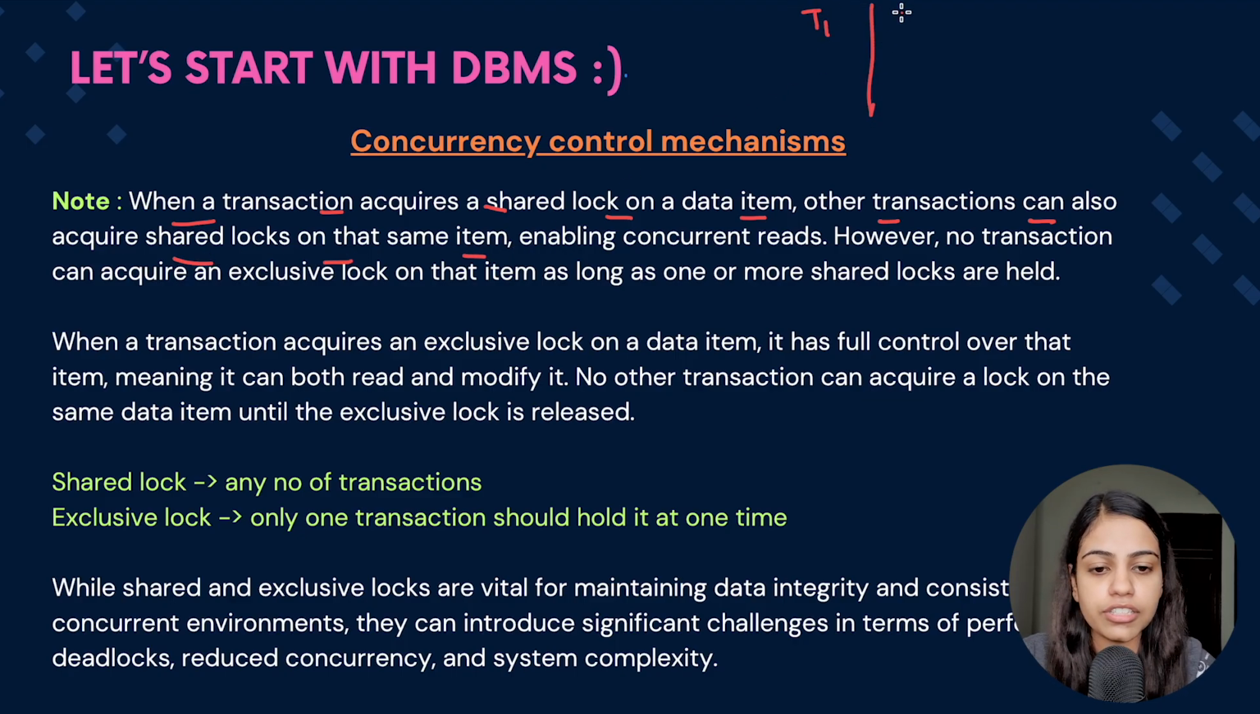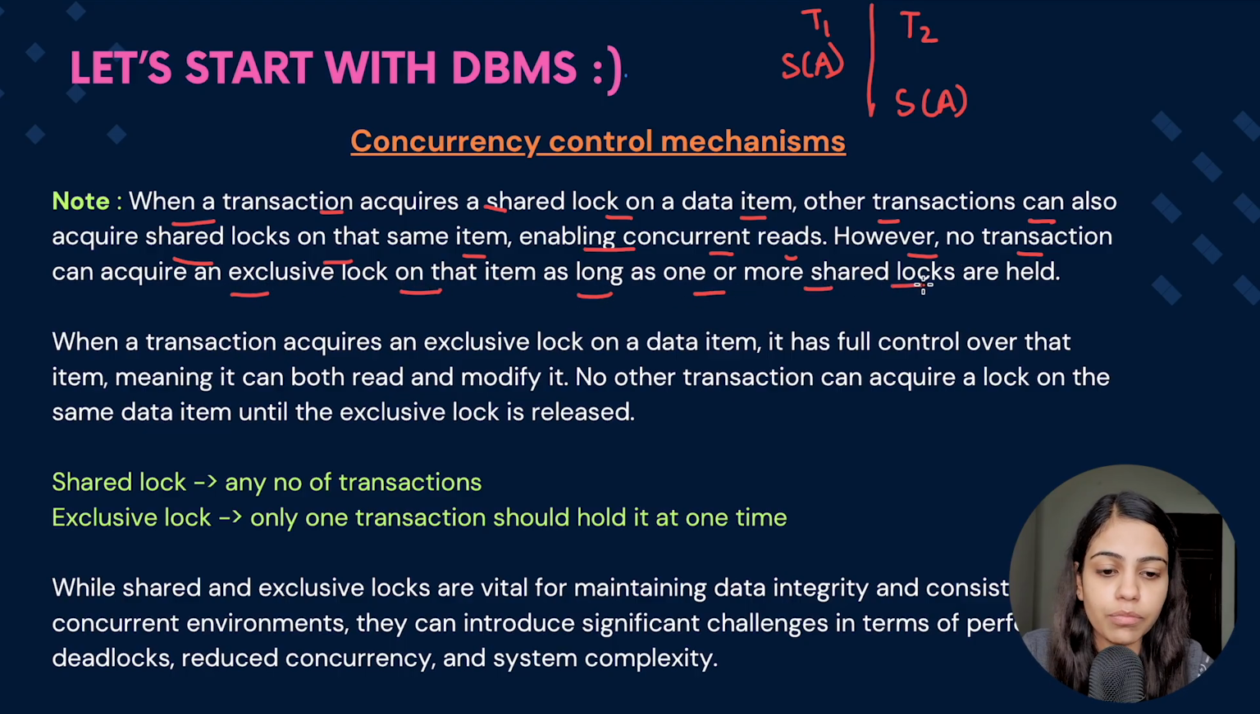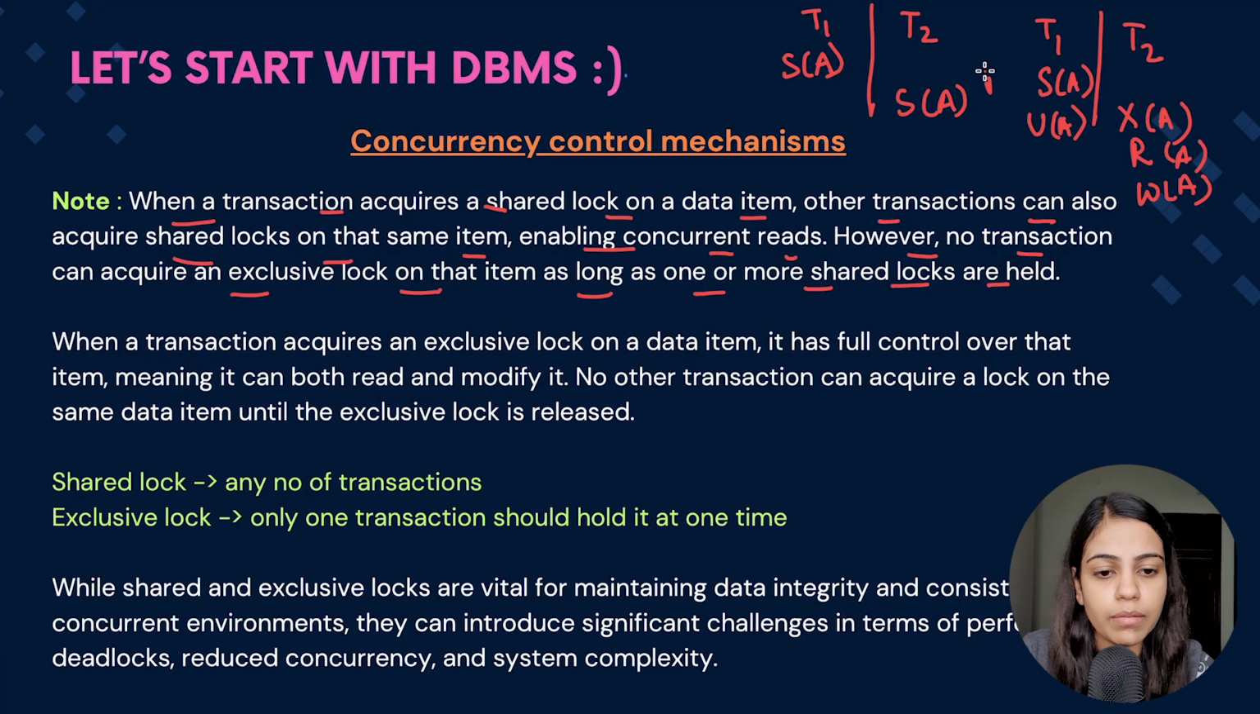So if there are two transactions T1 and T2, and T1 is acquiring a shared lock, as part of T2 we can again acquire a shared lock, enabling concurrent reads. However, no transaction can acquire an exclusive lock on the data item as long as one or more shared locks are held. So if there are two transactions T1 and T2, as part of T1, if I am giving a shared lock on A, I can't provide any exclusive lock on A as part of T2 until this particular lock is unlocked. Because as part of an exclusive lock, I am doing a read as well as write operation, and as part of a shared lock, I am doing a read operation. So there could be a read-write conflict which could occur. So there will be an RW conflict.